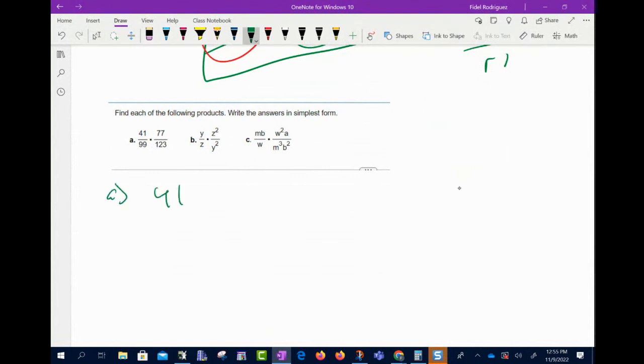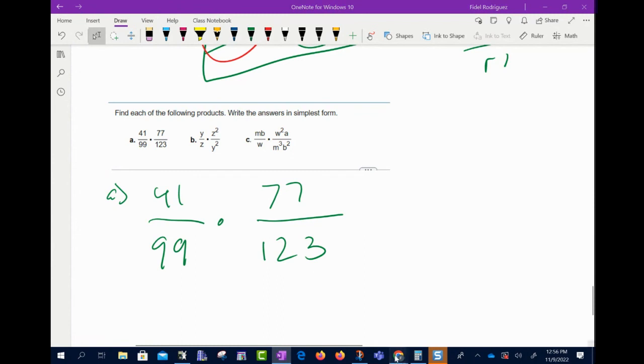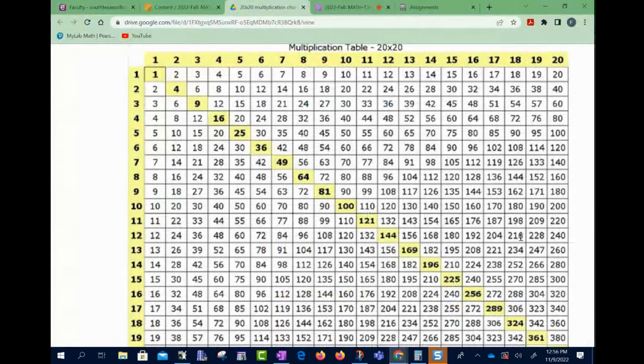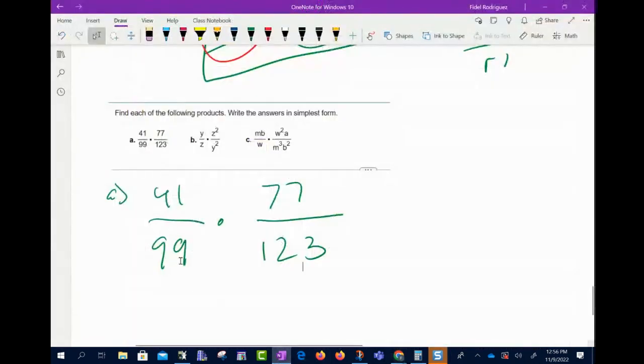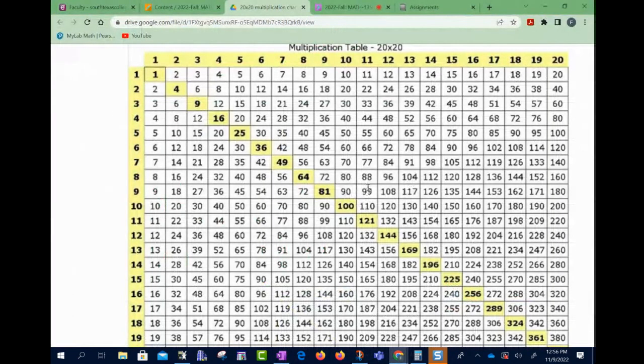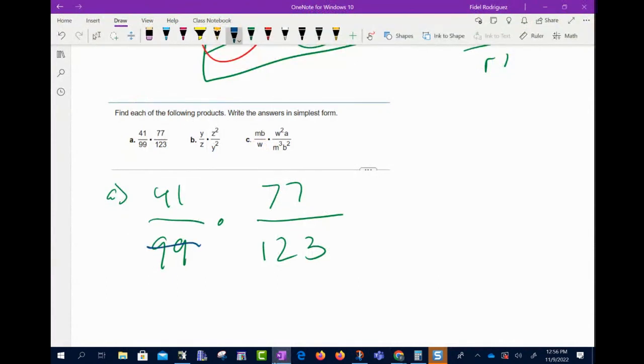So part A, we have the number 41, we have a 99 here, we have a 77, and we have 123. If I was dealing with my students, the first thing I would do, y'all, is look at my chart. I'm going to look at the number 99. If I look at my multiplication table, I see a 99 right here, and the two numbers that multiply to 99 are 9 and 11. So I would rewrite this number as 9 times 11. I would do the same thing with 77, thinking of it as 7 times 11. And then I'm going to see if I can break down either 123 or 41.